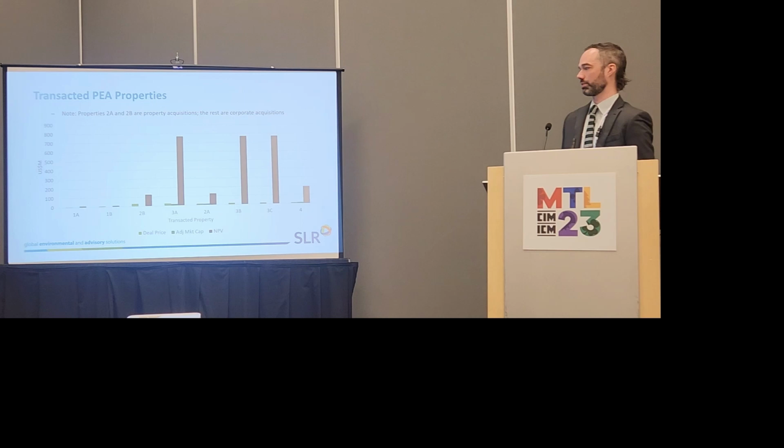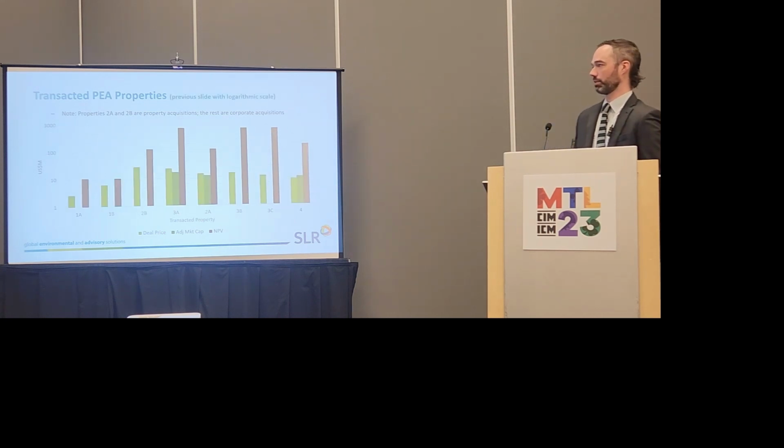And so what do we see in our data set? Well, we see a fairly large disparity. You see NPVs that are dramatically higher than the deal prices that people are paying for them and the adjusted market caps at which they trade. Scaled to a logarithmic scale, you can see that, yes, these bars are significantly different, and there continues to be almost this order of magnitude disconnect.